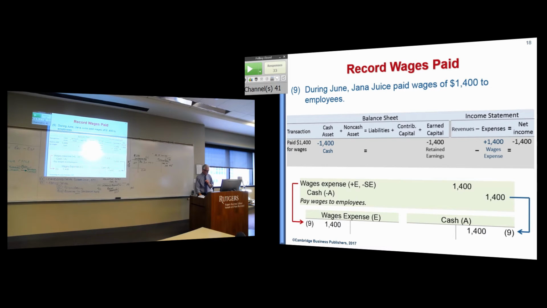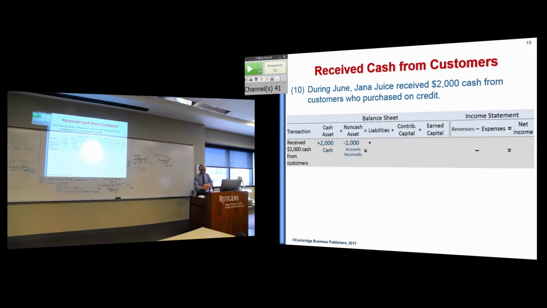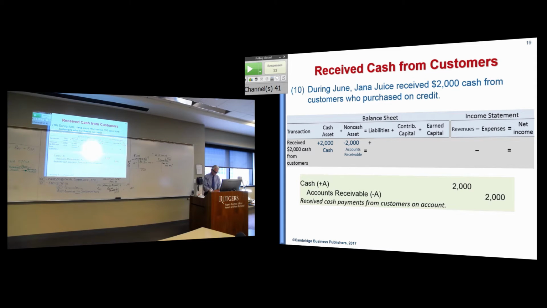So I want to point something out there. Cash collected from customers. We have cash flow coming in of 2,000. It's an operating cash flow. Collecting the receivable, receivables go down. Another perfect example of cash flow. If an asset goes down, especially receivables, you know you got cash flow. Right? If your receivables are going down, you're collecting. So cash coming in, operating cash flow, debit cash, credit accounts receivable. And posting that to the accounts.